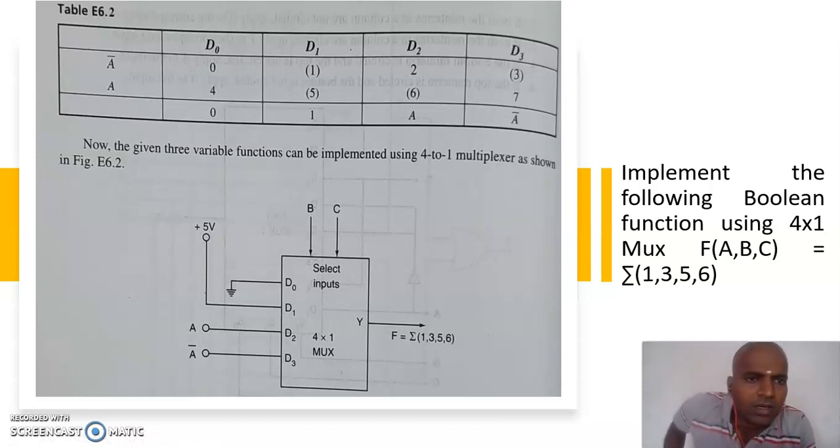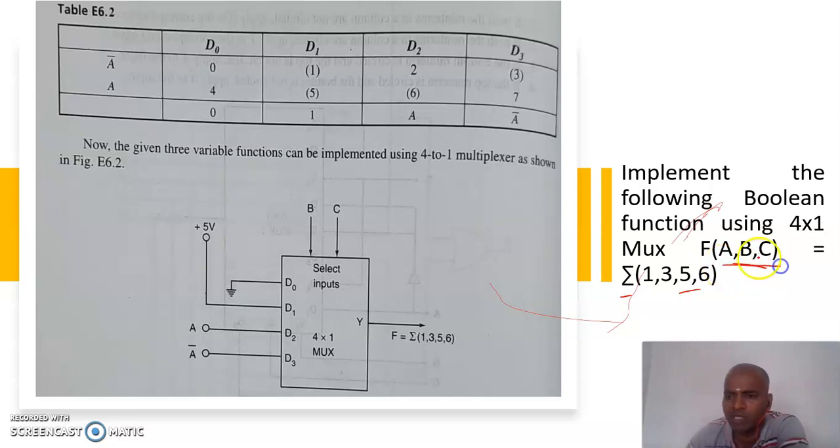Hello everyone. In this lecture we are going to discuss how to design a multiplexer from the given Boolean expressions. Okay, so have a look at this example. Implement the following Boolean function using a 4x1 mux, that is f of ABC equal to summation 1, 3, 5, 6. So let's take the expression f of ABC equal to summation 1, 3, 5, 6.